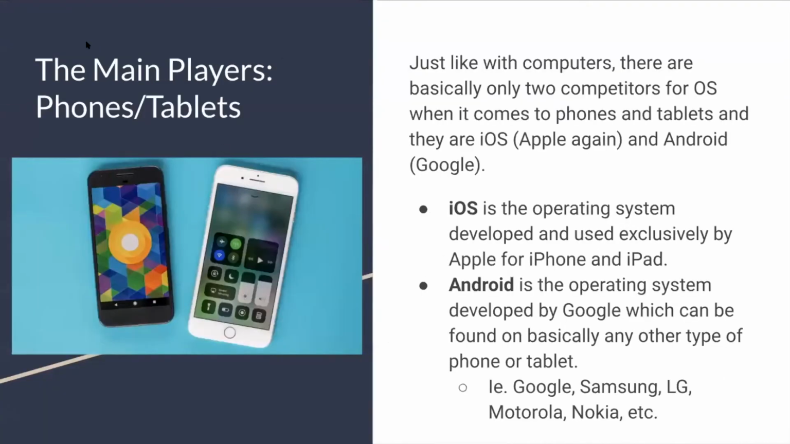Now for phones and tablets. Just like with computers, there are basically only 2 competitors for OS when it comes to phones and tablets. And these are iOS, which is again Apple, and then also Android, which is Google. For iOS, this is the operating system developed and used exclusively by Apple for both iPhones and iPads. There's also Android, which is the operating system developed by Google, which can be found on basically any other type of phone or tablet, including Google phones and tablets, Samsung, LG, Motorola, Nokia, etc.